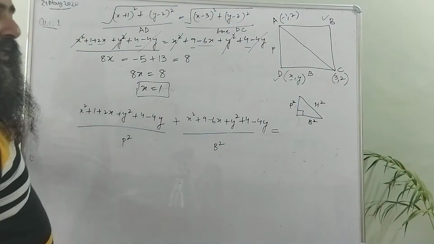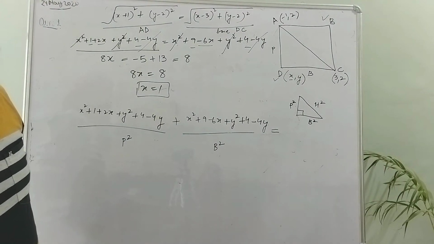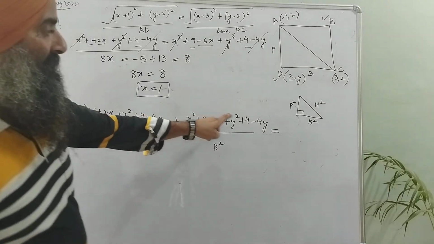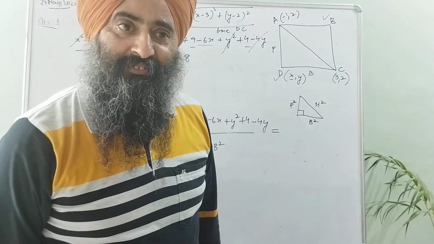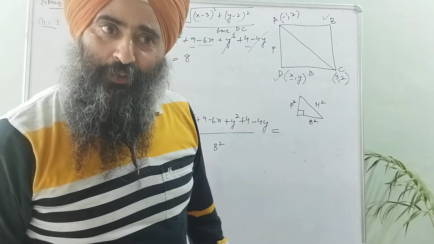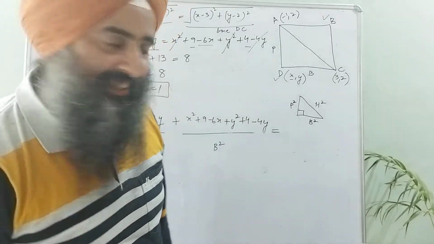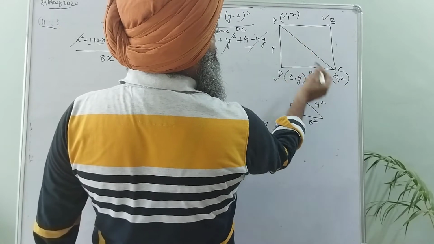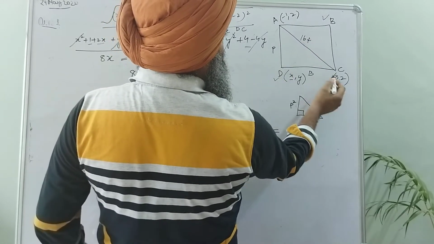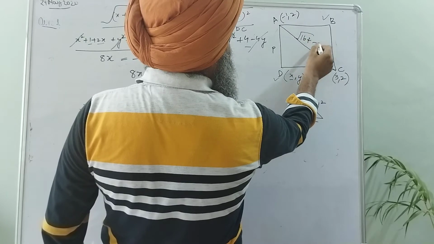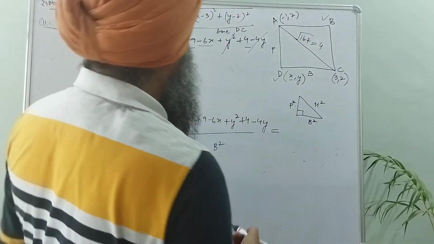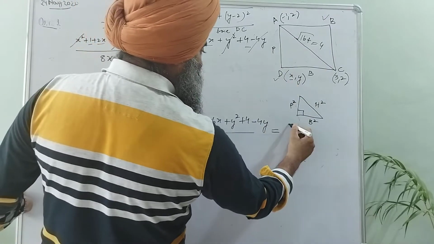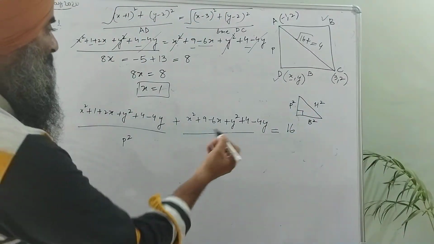This is equal to, any student? Yes, Amritpal Singh? Perpendicular square plus base square is equal to hypotenuse square. So what is hypotenuse? That you can find out. 3 plus 1, 4, 4 square is 16 plus 2 minus 2 is 0. That is equal to 4. Very simple. So this distance, hypotenuse is 4. 4 square is 16. Right?